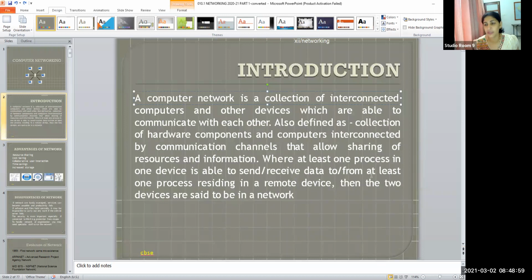That's the first definition. The second definition is a collection of hardware components and computers interconnected by communication channels that allow sharing of resources and information. Anyone is enough. And there won't be any question like what is a network, but you study this, it is for your information. This is the introduction. So the requirement is minimum 2 computers. It is not like more than 10 computers.